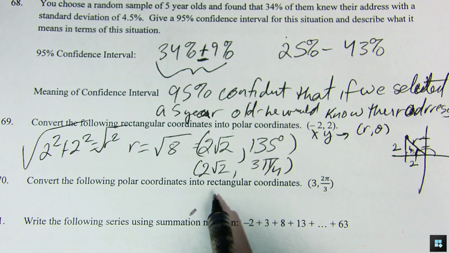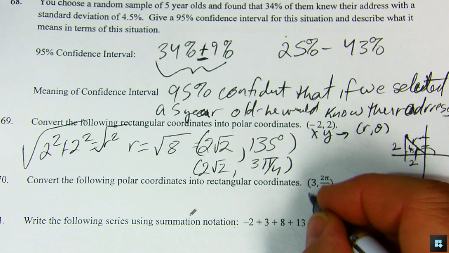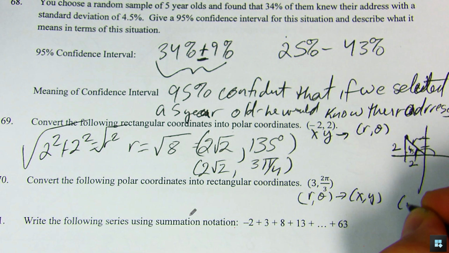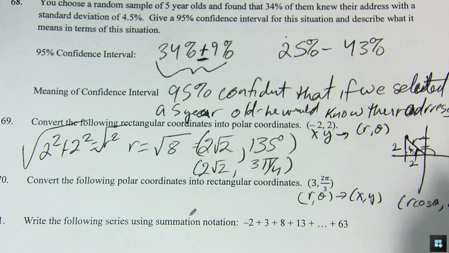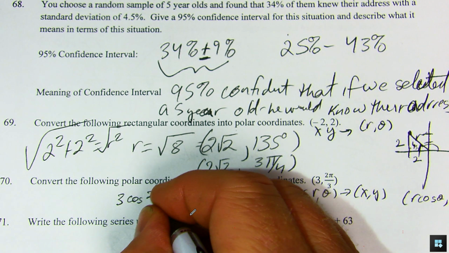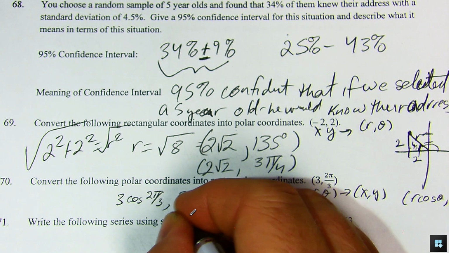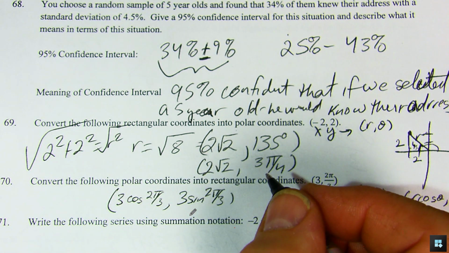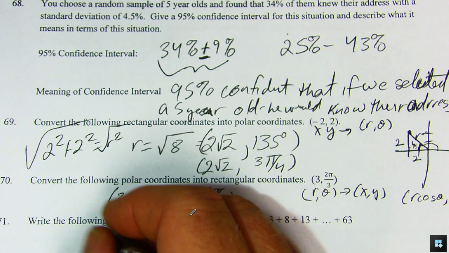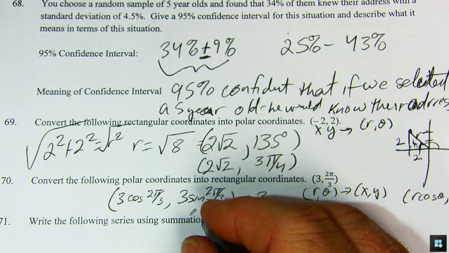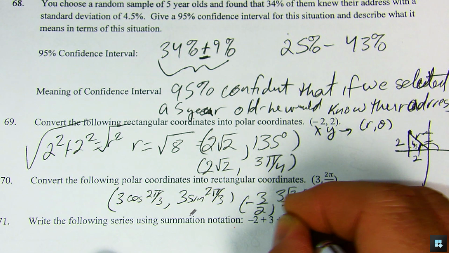It says convert the following polar coordinates to rectangular. So to go from polar, which is R and theta, to an X and a Y, just remember that X is R cosine theta and Y is R sine theta. So I get 3 times the cosine of 2 pi over 3 and 3 times the sine of 2 pi over 3. Now cosine of 2 pi over 3, that's -1/2. So therefore the first number is -3/2. 2 pi over 3 sine is square root of 3 over 2. So that's going to be 3 square roots of 3 over 2.